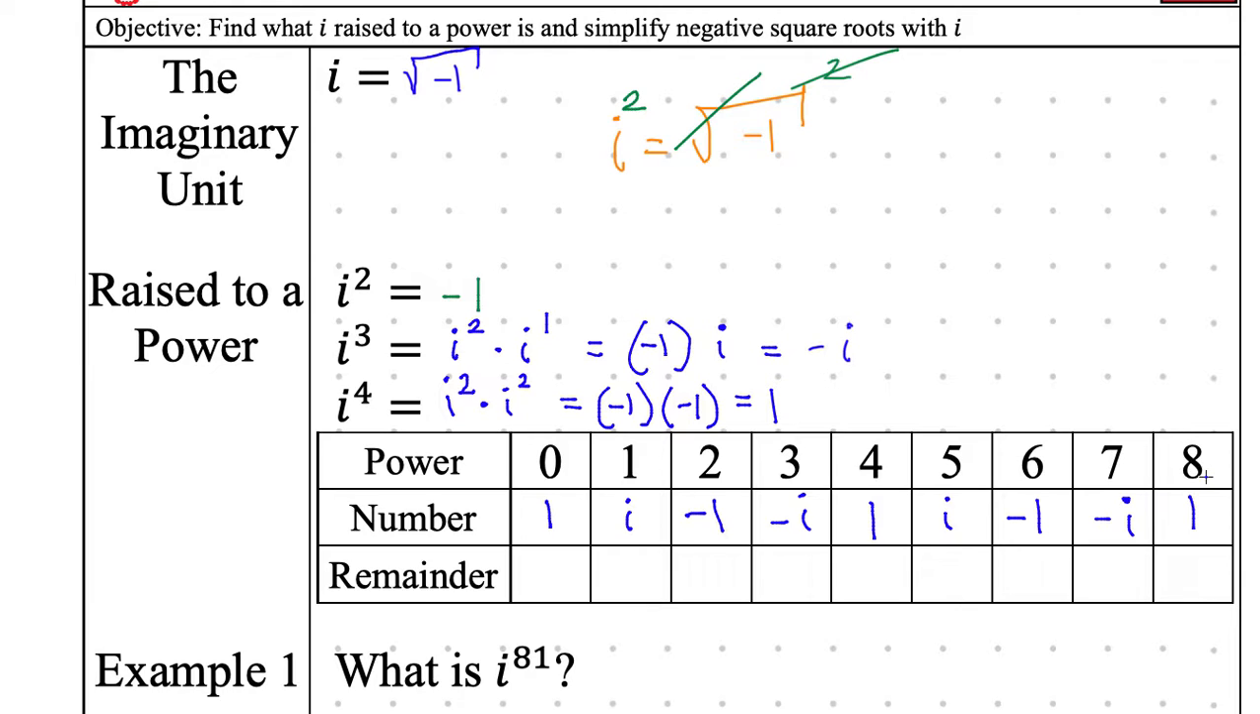Does everyone see that this repeats? You can give me a simple head nod, no or yes. If the cycle is 4, let's go ahead and divide the power by 4. 0 divided by 4 is 0. It has no remainder. 1 divided by 4 has a remainder of 1. 2 divided by 4 has a remainder of 2. 3 divided by 4 has a remainder of 3. 4 divided by 4, though, is 1 with remainder 0.